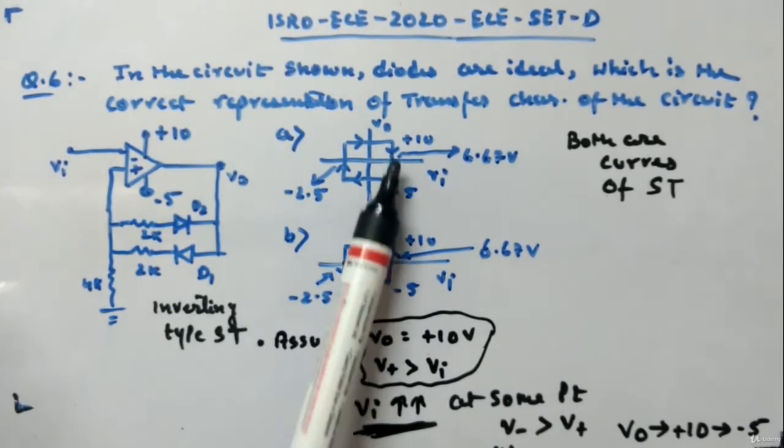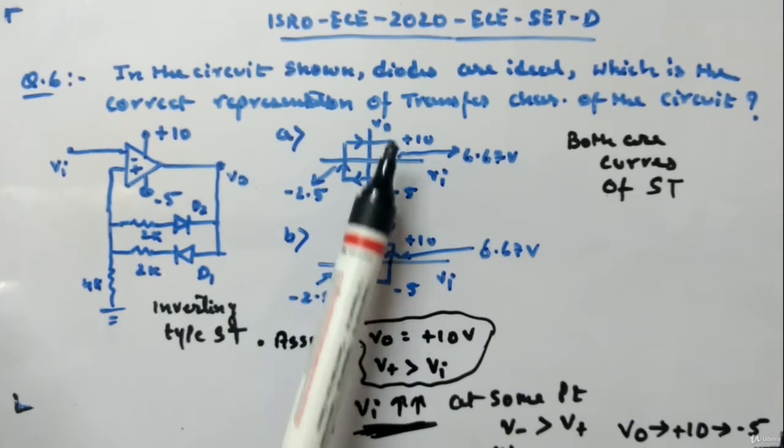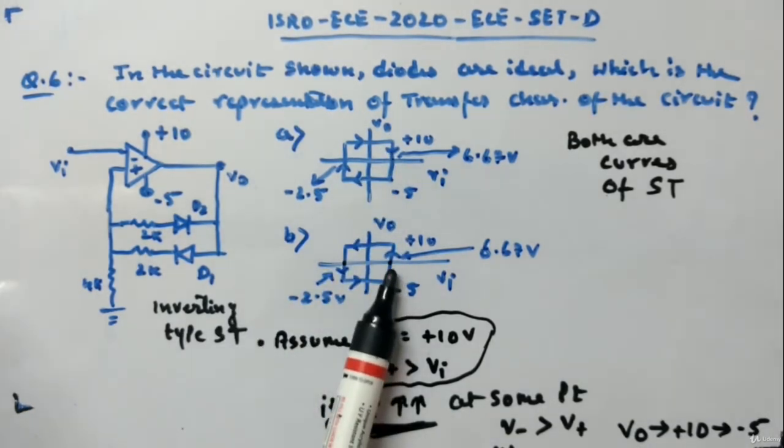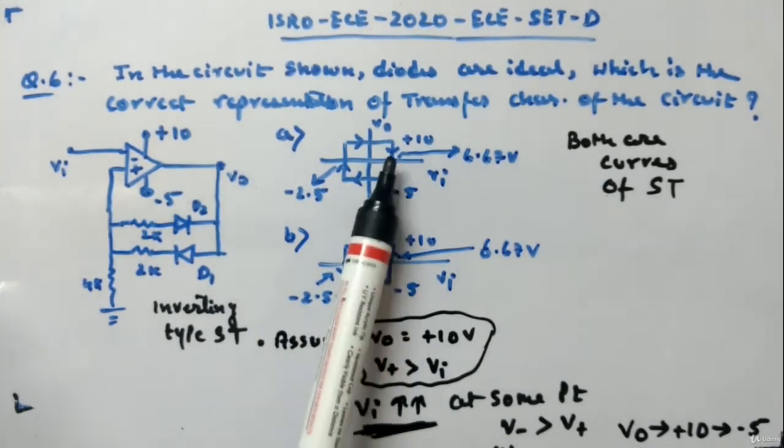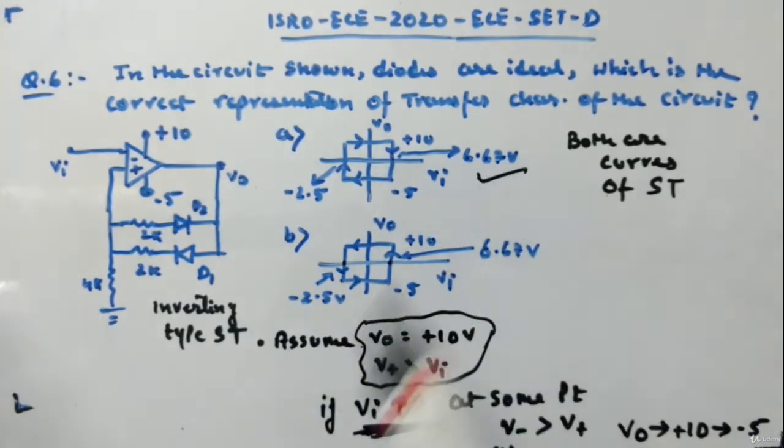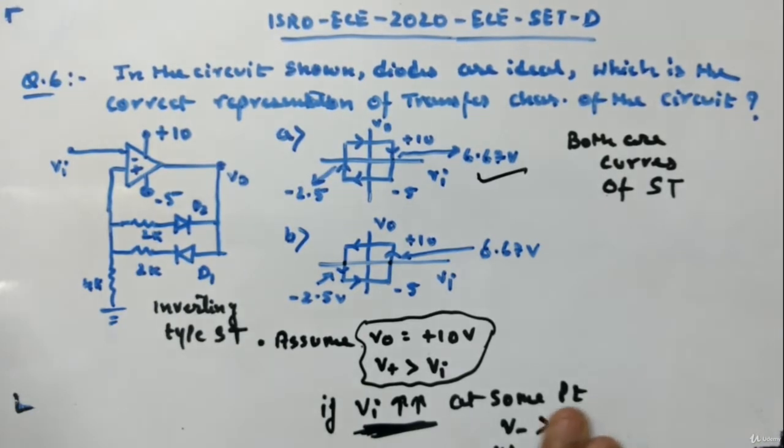Plus 10 to minus 5. This arrow tells me it comes from plus 10 to minus 5. So this will not be the answer, this will be the answer. Okay.